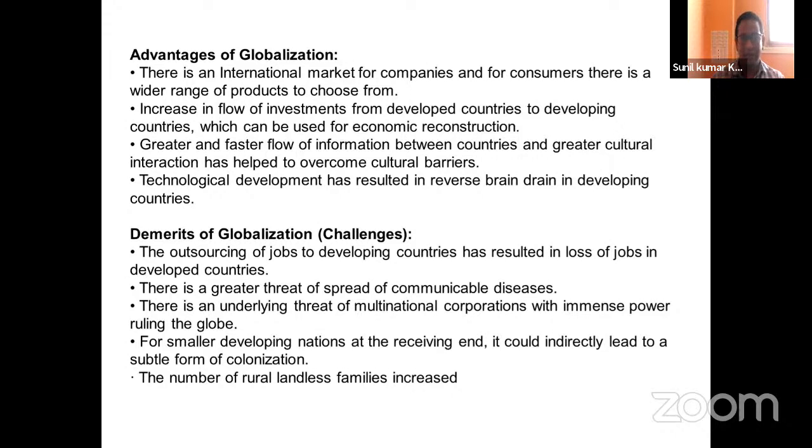So there are some challenges also. Outsourcing of jobs to the developing countries has resulted in the loss of jobs in the developed countries. Major things happened, like due to the increase in investment in India, most of our people who were working in developed countries came back to our country and were provided good remuneration in their jobs. And there is a greater threat of the spread of communicable diseases also. Now we are seeing this, for example, with COVID-19. There is an underlying threat of multinational corporations with immense power ruling the globe.